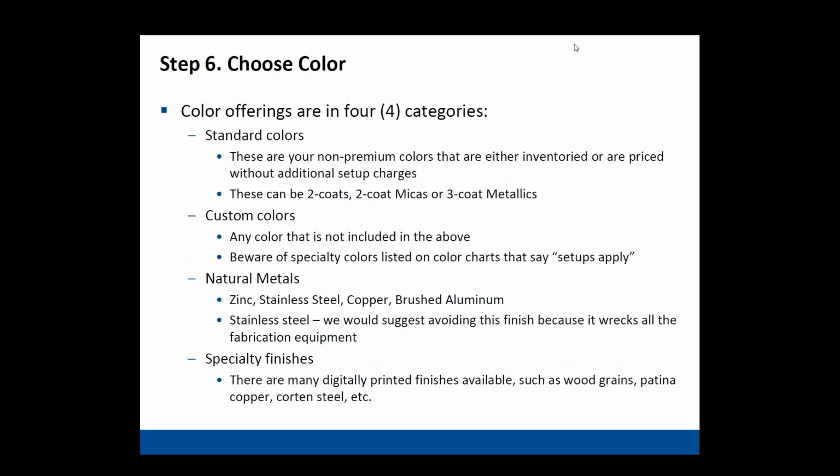Color offerings. There are four, we'll call them color families. You have standard colors, and standard colors are non-premium colors that are either inventoried or are priced without additional setup charges. Standard colors could be a 2-coat non-metallic, non-mica, like a white, a gray, a brown, or they could be 2-coat micas, or they could be 3-coat metallics.